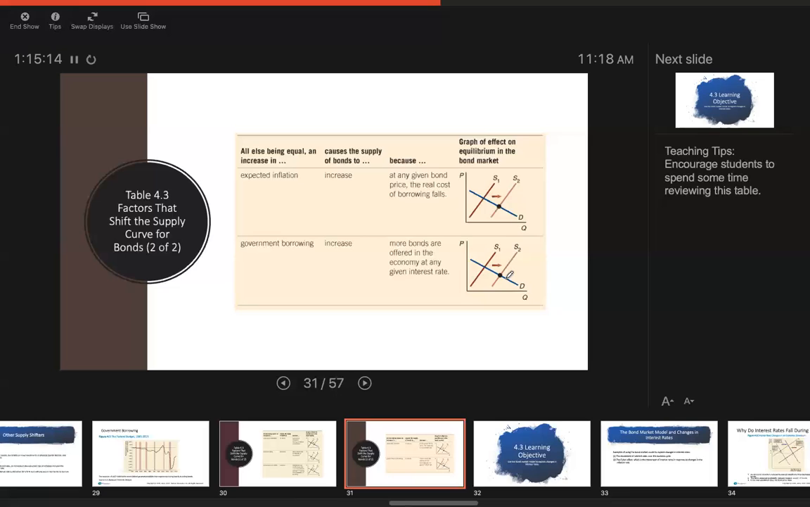If anything other than the price of the bond is changing, we are going to see shifts in either the demand curve or the supply curve. If it's a demand shifter, then the demand curve will shift left or right. And if it's a supply shifter, then the supply curve will shift left or right. And the new equilibrium is determined by the intersection of the demand curve and the supply curve after that shift.